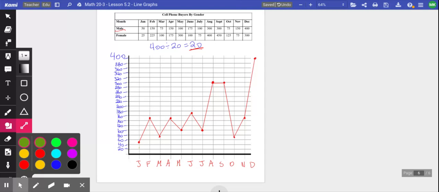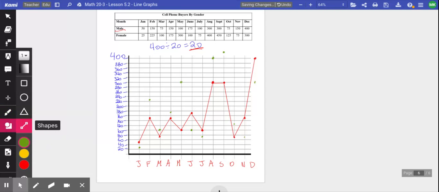So I got 25 down here, 225 way up here, 100 down here, 175 up here, 300 up here, 100 down here, 75 down here, 400 way up here, 450. Oh boy, I didn't even notice 450. I'm way off the chart. That means I screwed up early. 125 down here, 75 right there, and 300 would be over there.